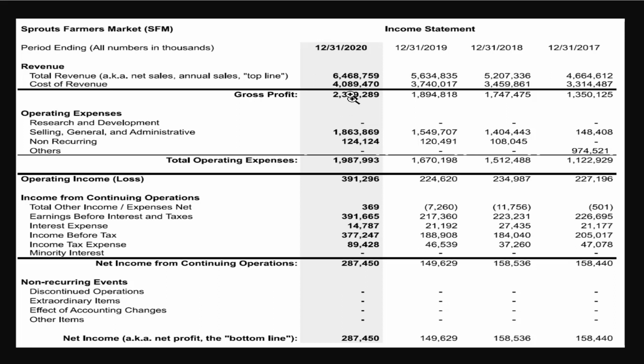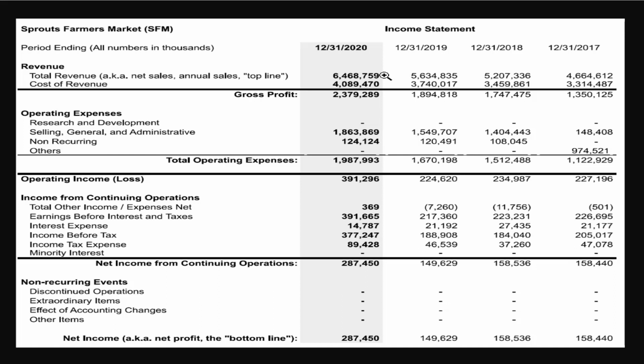The gross profit looked at the cost of the revenue, the cost of goods sold. The operating profit said, okay, how much did it cost us in overhead, in rent and payroll, and all the other selling, general, and administrative costs? And it turns out their total operating expenses were close to $2 billion, $1,987,993, divided by that top line number again, 646875 now.